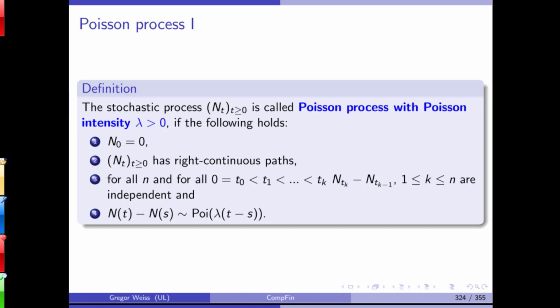What does this mean? Just like with the random walk or the geometric Brownian motion, we now have a stochastic process that starts at 0, which has paths that are right continuous, and the increments, the changes in the process, regardless of where you're looking at the process, are independent from each other and Poisson distributed. Before, with the random walk, we had independent, normally distributed increments. Now we have independent Poisson distributed increments. And the Poisson distribution is discrete, not continuous.